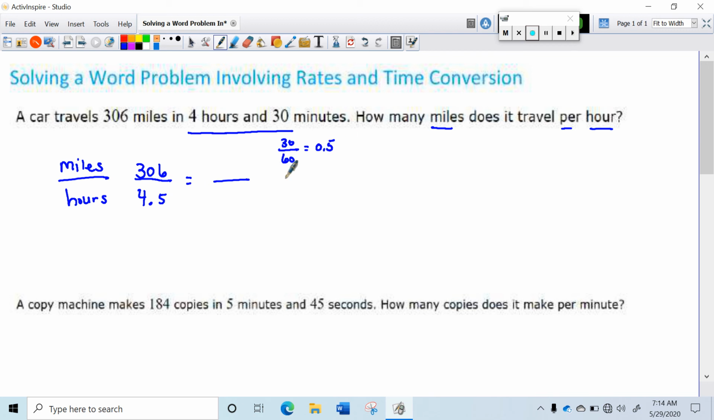And then how many miles does it travel per hour? Well, that's 1 hour right there, per hour, because there's no S in there. Okay, so now you cross multiply the numbers that are diagonally across from each other that you know what they are. So 306 times 1, and you divide by the number that's not circled, divided by 4.5. And when you do that, you get 68 miles.